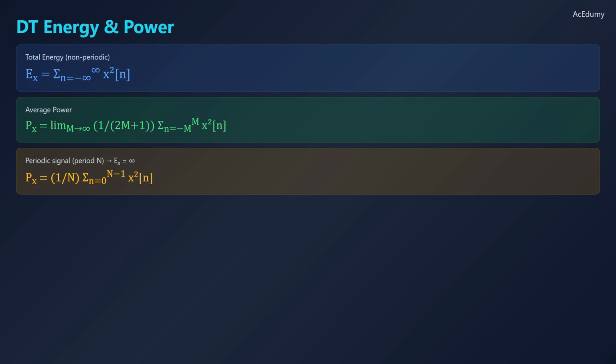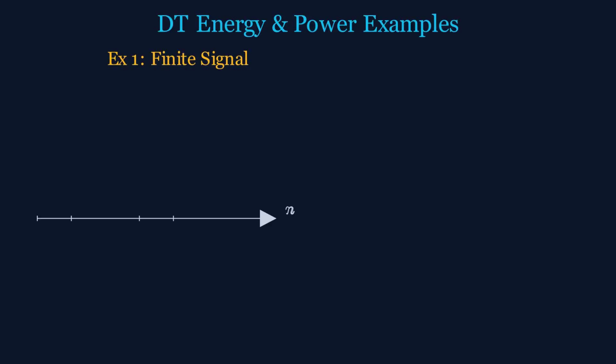For periodic signals with period N, the energy is always infinite, and the power simplifies to 1 over N times the sum from n equals 0 to N minus 1 of x squared of n. Let's see two contrasting examples.